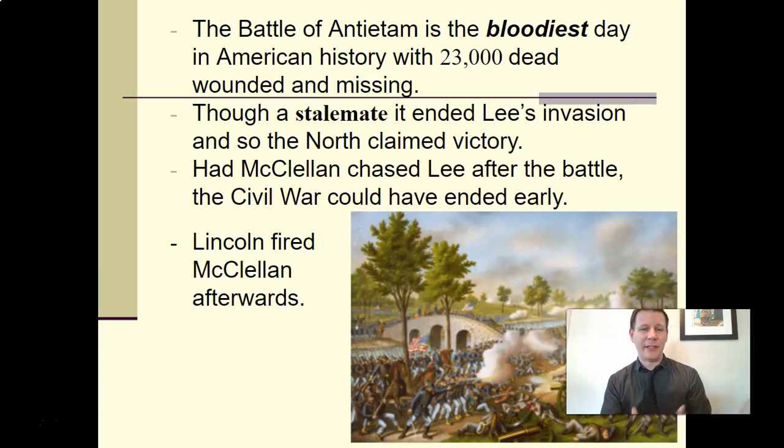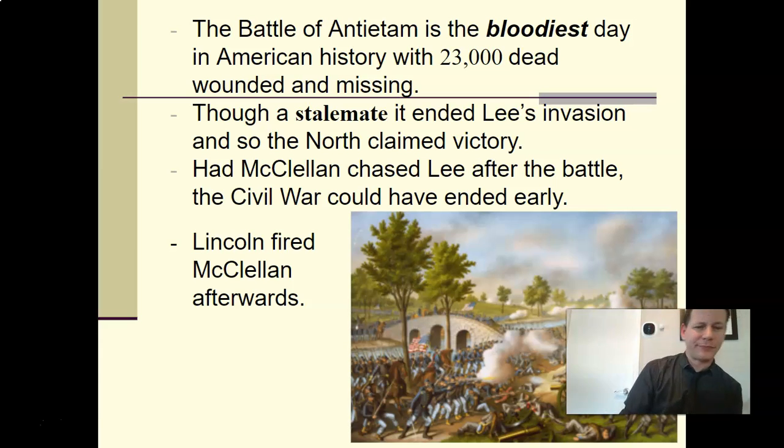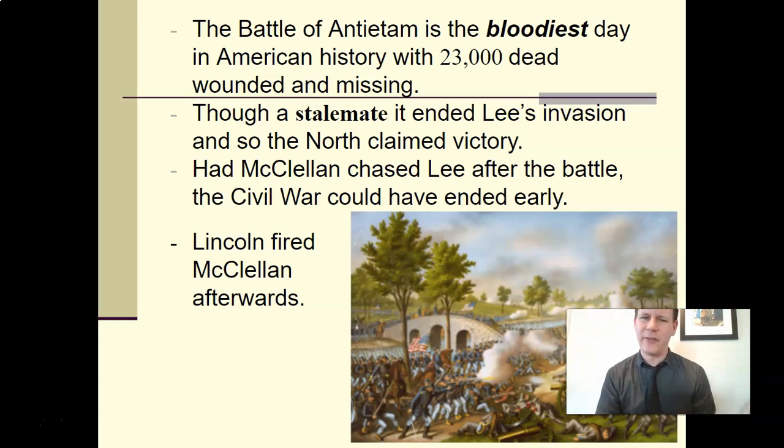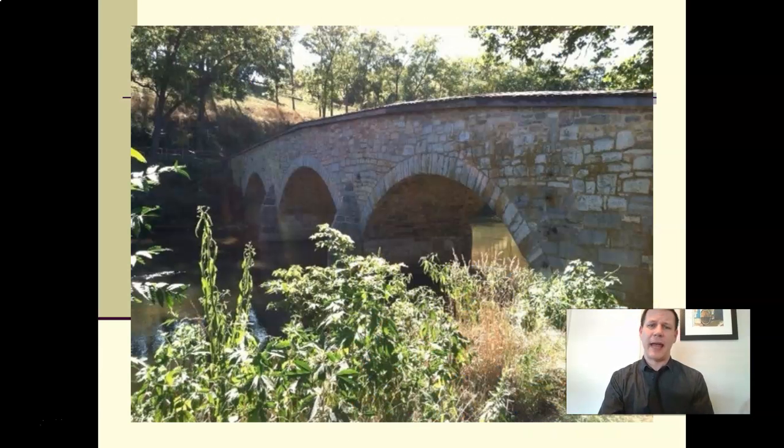However, had McClellan been aggressive and chased Lee after this first day, Lee was pretty badly beat up. There's a good chance McClellan could have overtaken him, could have defeated him, and the war could have ended at Antietam because Lee kind of put himself in a dangerous spot. But McClellan didn't take advantage of this. Like I said, he comes up with excuses not to attack. And after this, Lincoln becomes upset and fires him. I think it's not the first time he fires him either, but he gets fired for being incompetent and not really taking advantage of all the advantages he had in this battle.